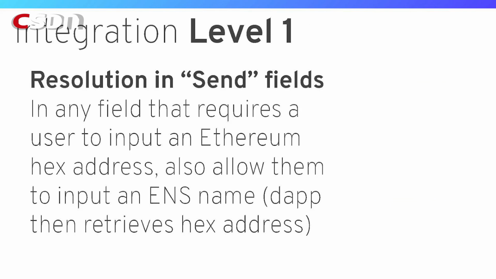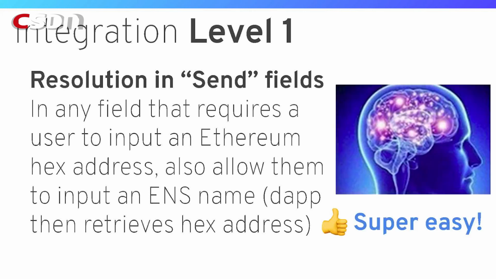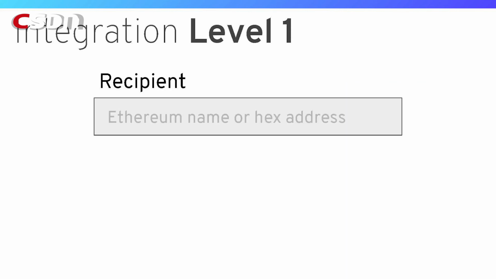Then there's integration level 1. Very, very simple. You just allow a user, in any place that has a send field, like a send to field where they could put an Ethereum hex address, to also put an ENS name, and then you just automatically resolve that for them. And this is super easy. It's a huge user experience increase. Every DApp that has a send field should have this. And this is what it could look like.